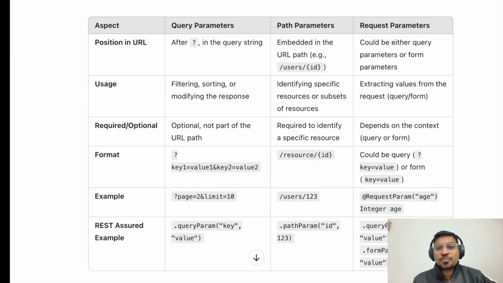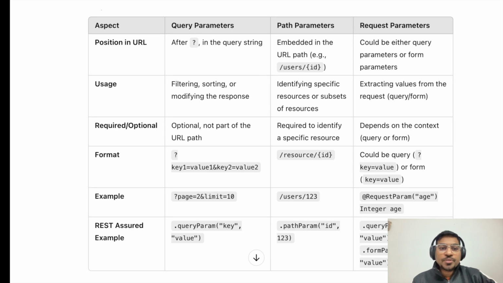A request parameter could be either a query parameter or a form parameter. So the query parameter is also included in the request parameter. Request parameters will be of two different types: one is query parameters, another is form parameters. If you're talking about usage, a query parameter is used for filtering, sorting, or modifying the response, and a path parameter is used to identify a particular resource or subset of a resource. Request parameters are used for extracting values from the request, query, or form.